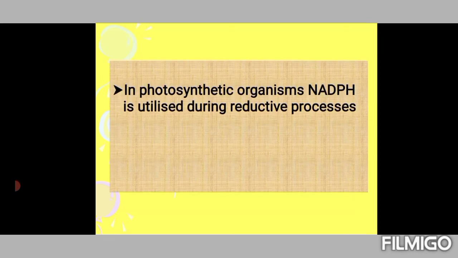Now another role is in photosynthetic organisms, the green plants, where NADPH is produced in the light reaction and utilized in the dark reaction to reduce carbon dioxide step by step to produce sugar molecules. So that's what happens in photosynthesis.